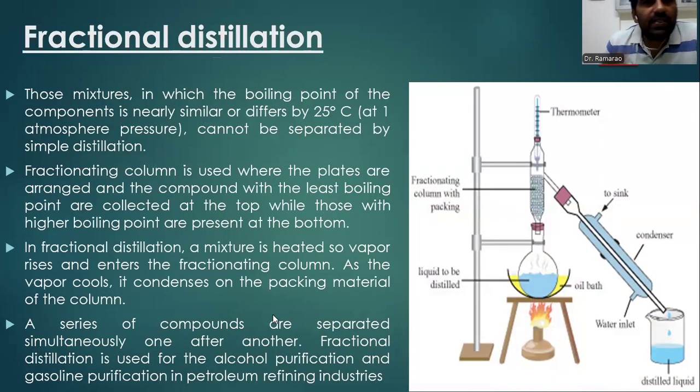The next one is fractional distillation. It is used for mixtures in which the boiling points of the compounds are nearly similar or differ by about 25 degrees and cannot be separated by steam distillation or simple distillation. So we use a fractional column where plates are arranged, and the compound with the lowest boiling point is collected. In normal condensers we don't have any plates, but in fractional distillation we use plates. Then the same process: after heating, the vapor rises and goes to the column, where it cools, condenses, and the liquid is collected.